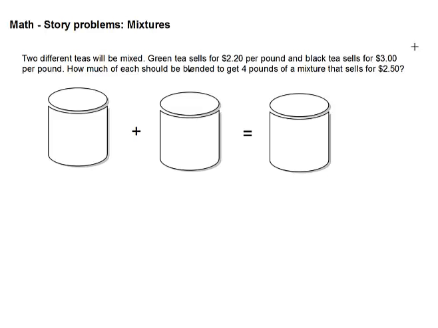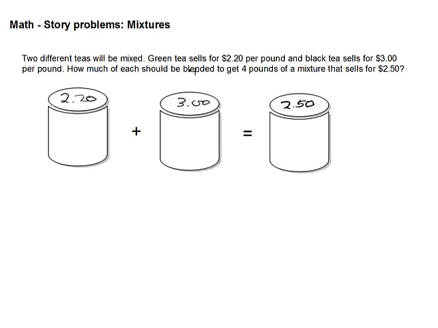So in this case, we have two teas that we're going to sell. One's going to be $2.20, so we'll put that here. The other one would sell for $3, so we'll put that there. And the final mixture is going to sell for $2.50, so that would go here. So we have our prices. Now we need to get the quantities.